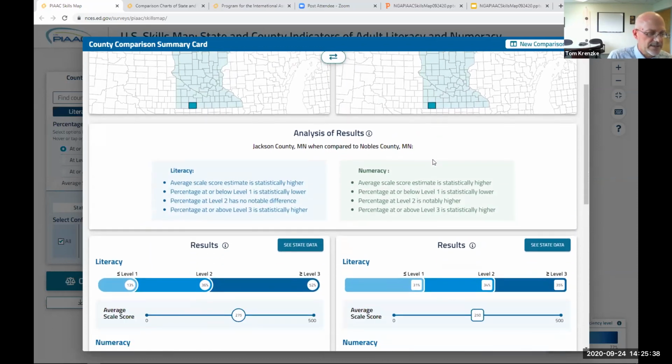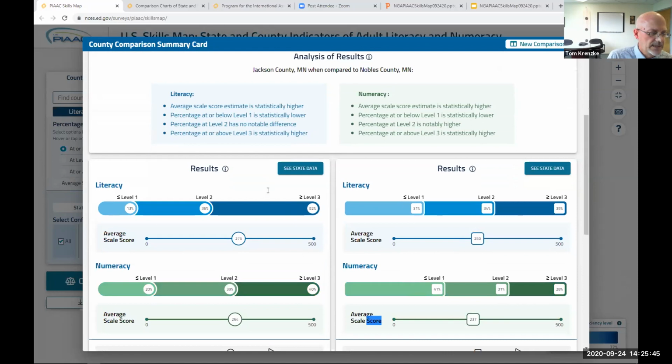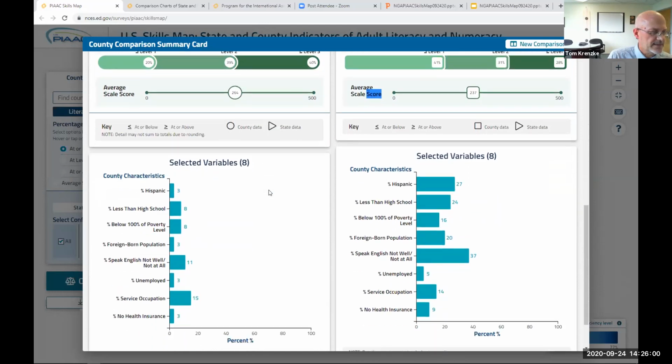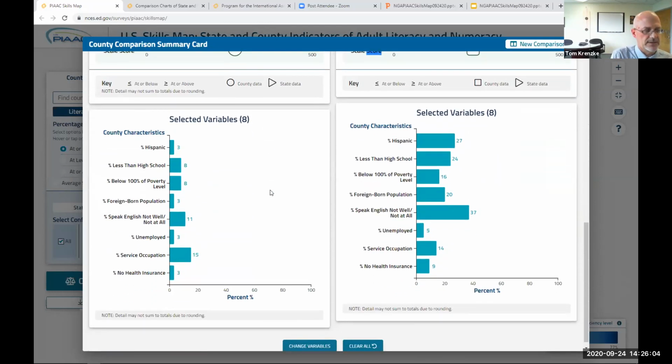And the analysis results are generated for the 8 outcomes and show that Jackson has higher proficiency than Nobles. And as seen side by side are the bar charts. For example, you can see the bar for the average that aligns with the statistical testing results text. Scrolling further down, we can see the ACS estimates that were selected before, side by side between the 2 counties, which helps explain the differences in the proficiency outcomes. The percentages for Nobles are all very large, which are all in the direction of being associated with lower literacy levels.